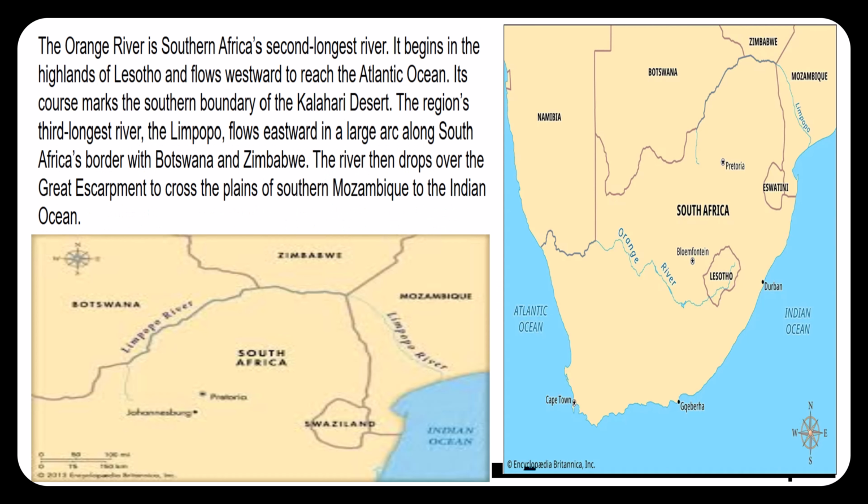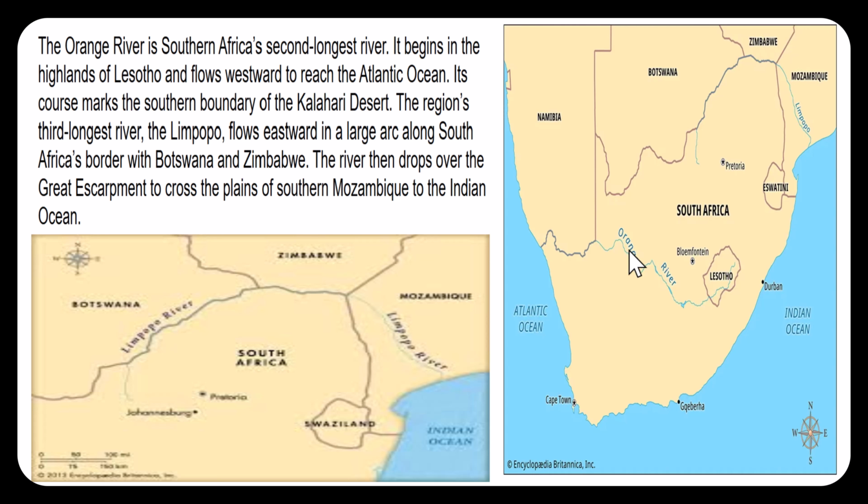The Orange River is southern Africa's second longest river. It begins in the highlands of Lesotho and flows westward to reach the Atlantic Ocean. Its course marks the southern boundary of the Kalahari Desert. The region's third longest river, the Limpopo, flows eastward in a large arc along South Africa's border with Botswana and Zimbabwe. The river then drops over the Great Escarpment to cross the plains of southern Mozambique to the Indian Ocean. And you can see both the Limpopo pictured on this map and the Orange River pictured on this map.